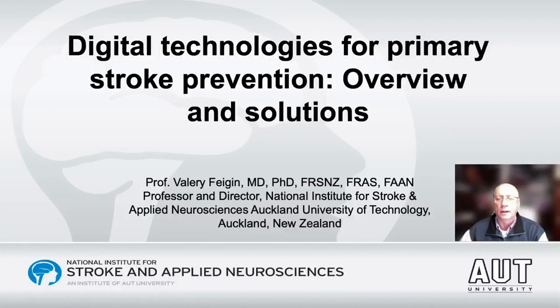The first topic today is digital technologies for primary stroke prevention, overview and solutions, which will be presented by Professor Valery Feigin, Director and Professor of the National Institute for Stroke and Applied Neuroscience, Faculty of Health and Environmental Sciences at AUT University of Auckland, and Affiliate Professor of Global Health at the Institute for Health Metrics and Evaluation at the University of Washington. Dear ladies and gentlemen, dear colleagues, I'm Valery Feigin, Professor of Neurology and Epidemiology at Auckland University of Technology, New Zealand.